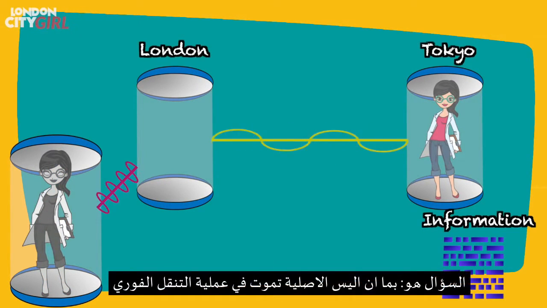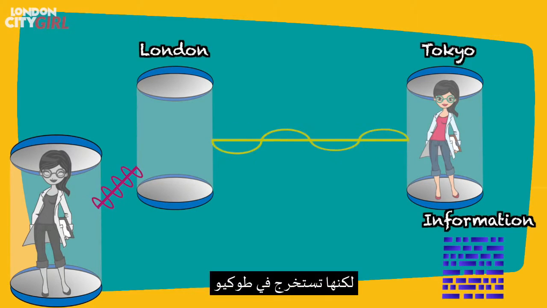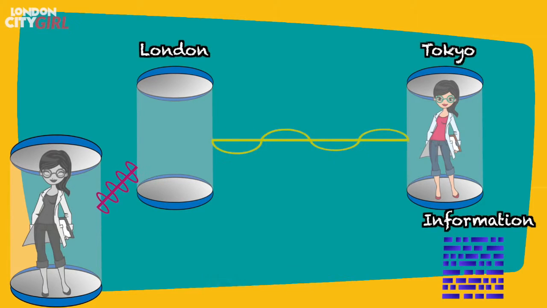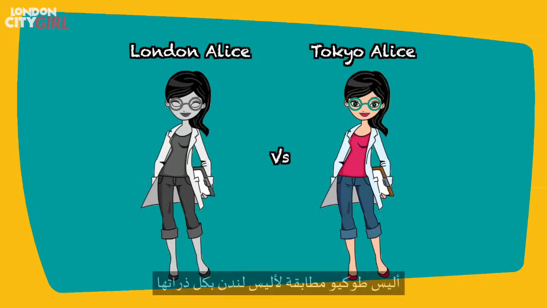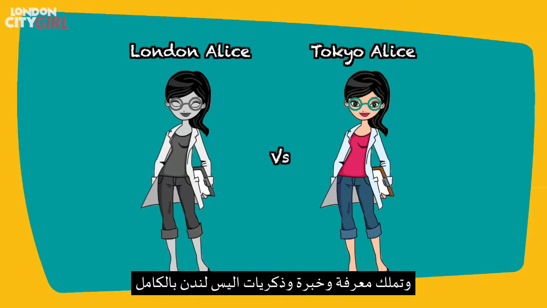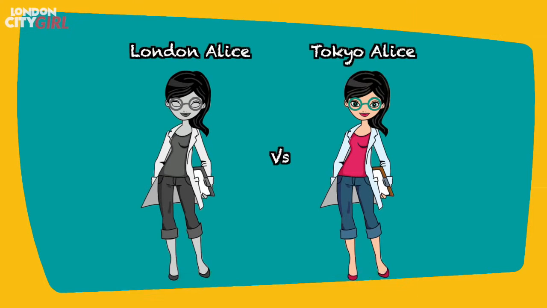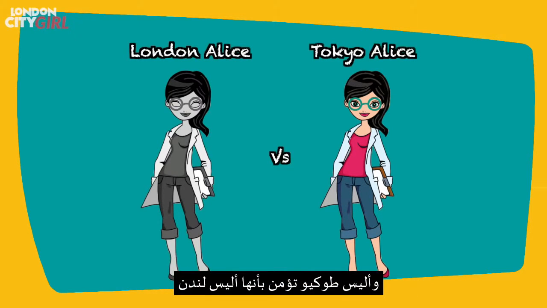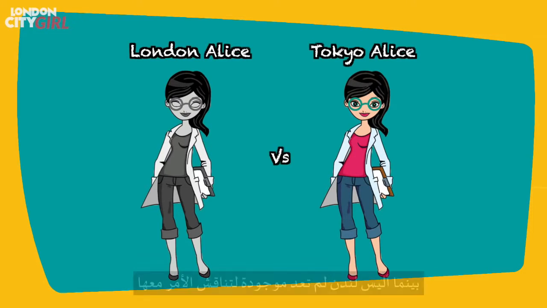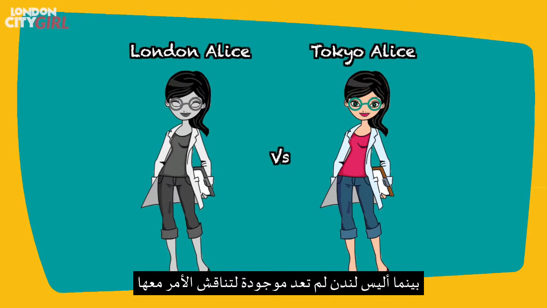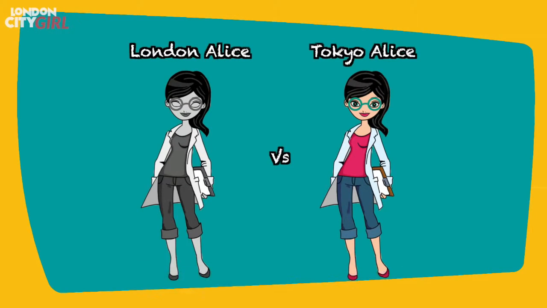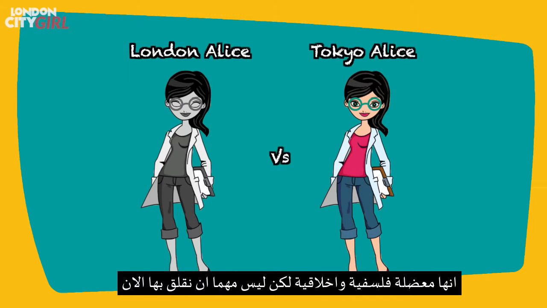The question is, as the original Alice dies in the process of teleportation but is then reconstructed at her destination in Tokyo, is that still Alice? Tokyo Alice is identical to the last atom to the London Alice and is in full possession of London Alice's knowledge, experience and memories. And Tokyo Alice even believes she is the London Alice, while the original London Alice no longer exists to debate the issue with her. It's a philosophical and ethical dilemma, but it may not be one that we will need to face.